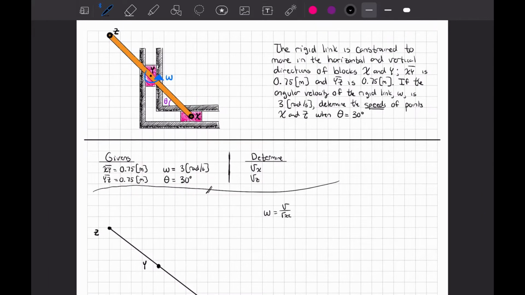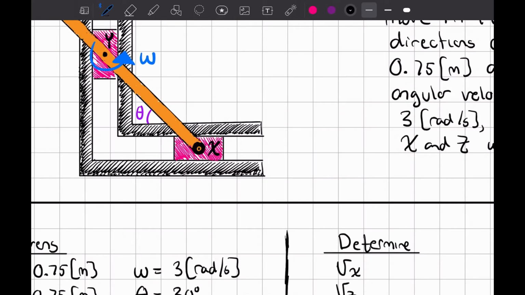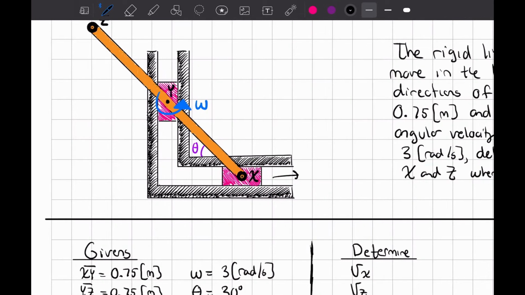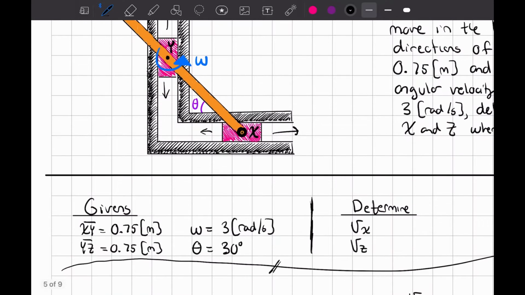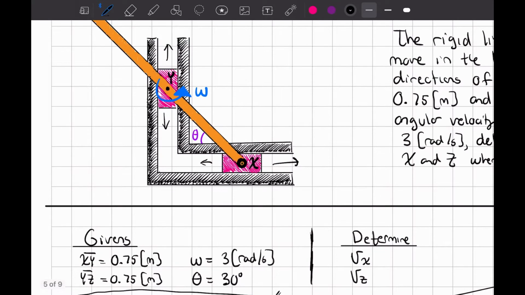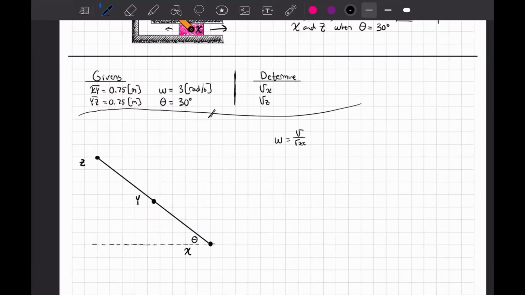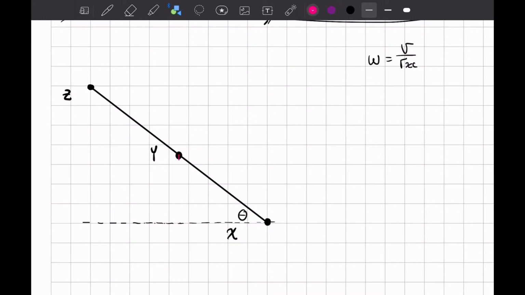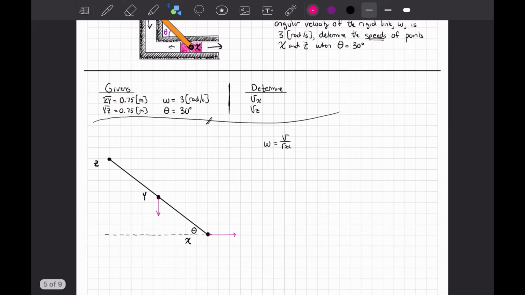If we look back at our picture, we see that x is constrained to move in the horizontal direction. Likewise, so can y, but in the vertical direction. You can imagine if we spin it counterclockwise, that x is going to be pushed to the right, at least in this moment considered, and then y would probably be going down. So maybe if we draw our velocity vectors here, we just have something like this. Okay, here we go. Those are our velocity vectors for x and y.